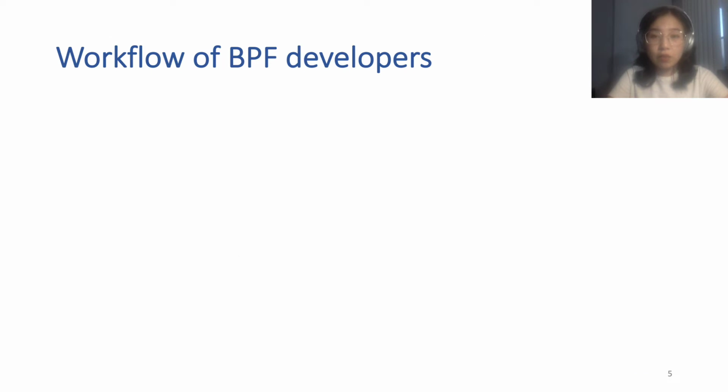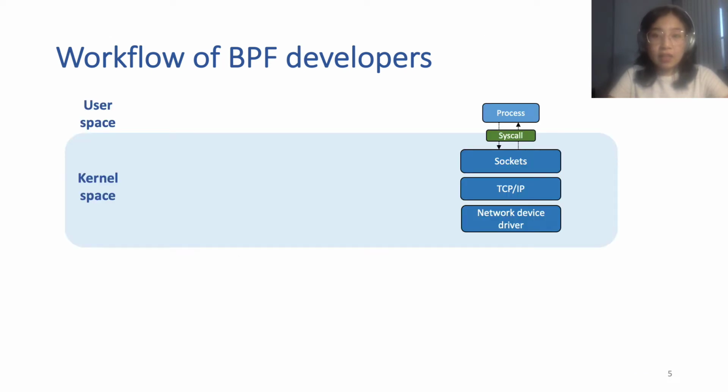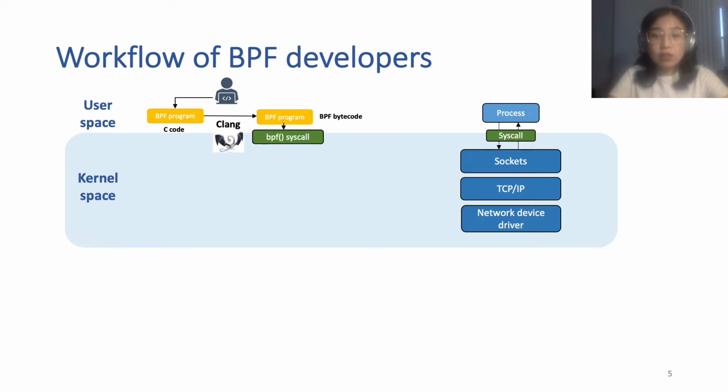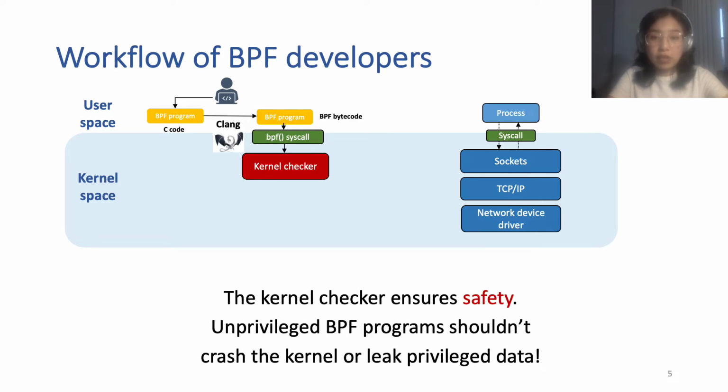This is the workflow of a BPF developer. Suppose our target is to write and execute a BPF program in the network device driver. First, we can write a BPF program in C and use Clang to compile it into BPF bytecode. Then use a system call to load the bytecode. The bytecode will be checked by the kernel checker, a component in the kernel that ensures the safety of bytecode.